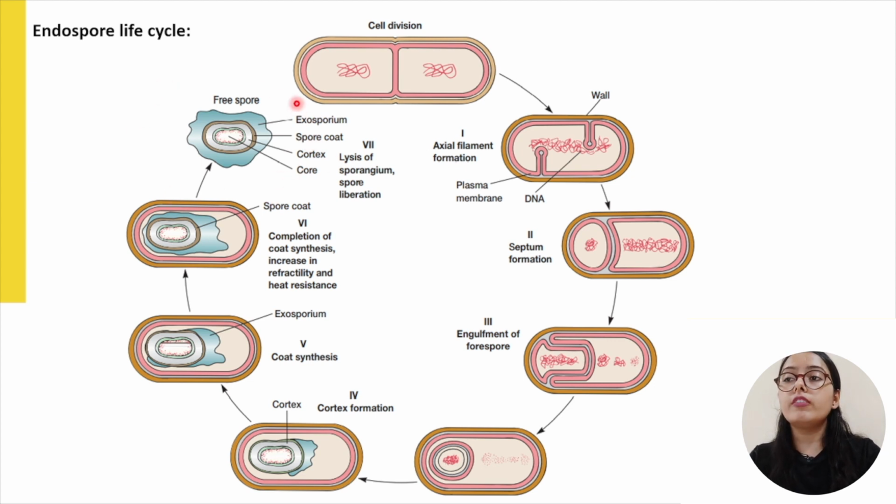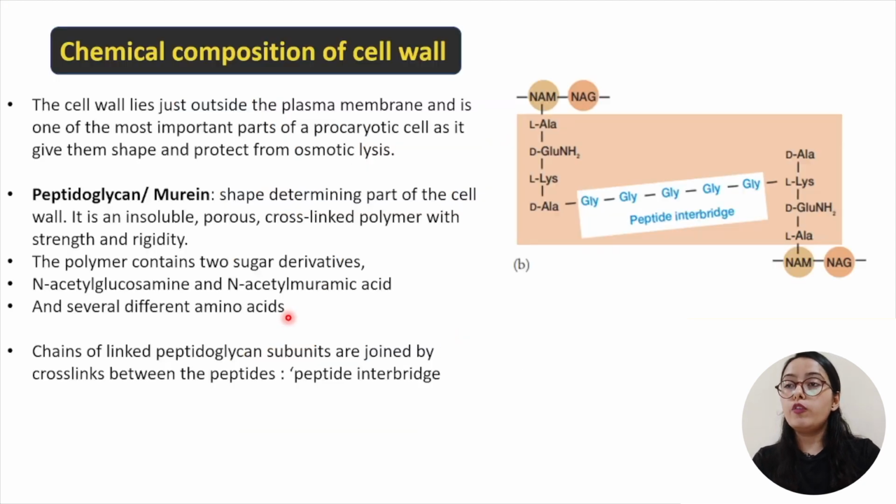The first layer of this endospore is the exosporium, which is a very thin and delicate layer which covers the endospore. Beneath this exosporium is the spore coat, and beneath this spore coat is the cortex, which is made up of peptidoglycan. Beneath this cortex is the main core of the spore, which contains all the required materials, including ribosomes and even the nucleoid, but all these things are in a metabolically inactive form. So this is the cycle of endospore formation.